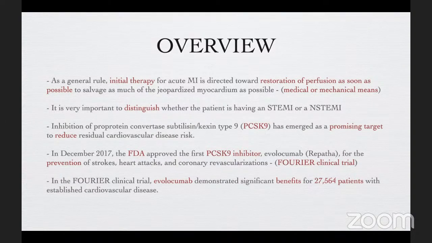In December 2015, the FDA approved the first PCSK9 inhibitor, evolocumab or Repatha, for the prevention of strokes, heart attacks, and coronary revascularization. And this approval was based on data from the evolocumab cardiovascular outcome study for a year.